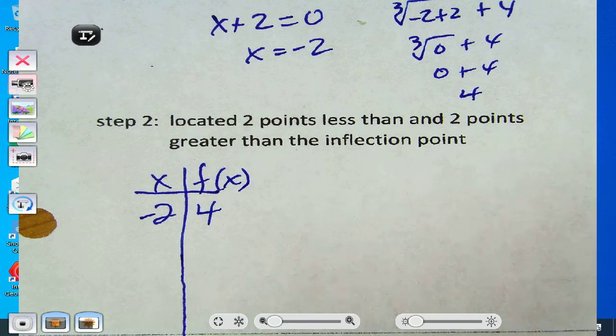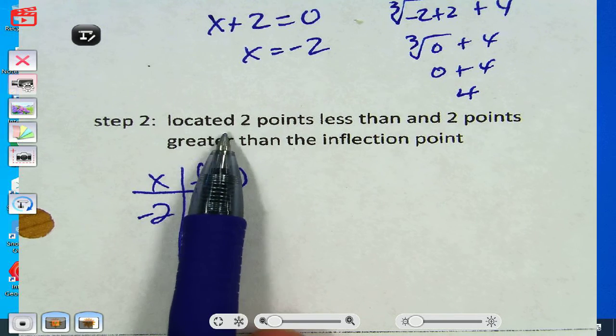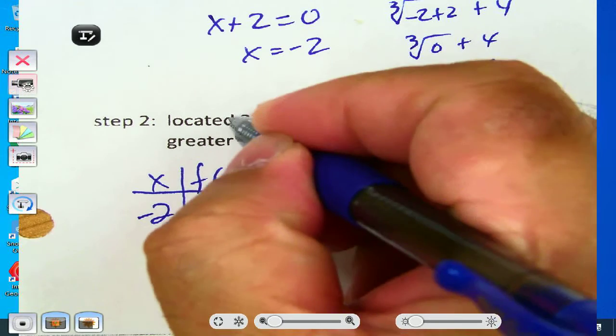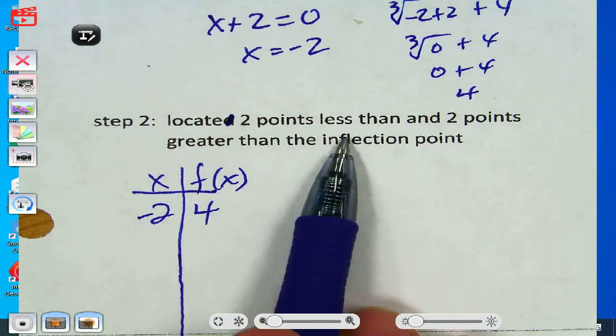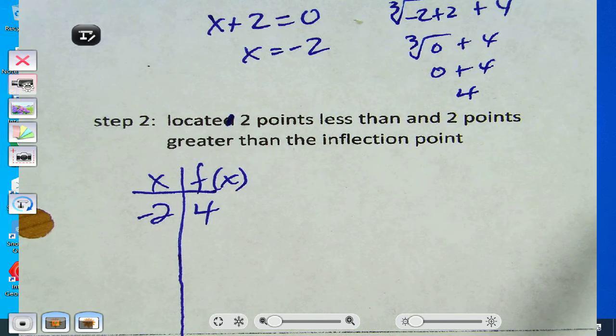Now, look at the directions. Locate 2 points less than and 2 points greater than the inflection point. So that means you're going to have to find 4 more points. Yesterday was a total of 3 points. Today is a total of 5 points.